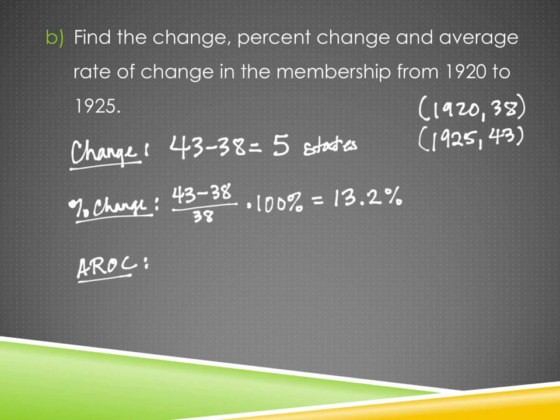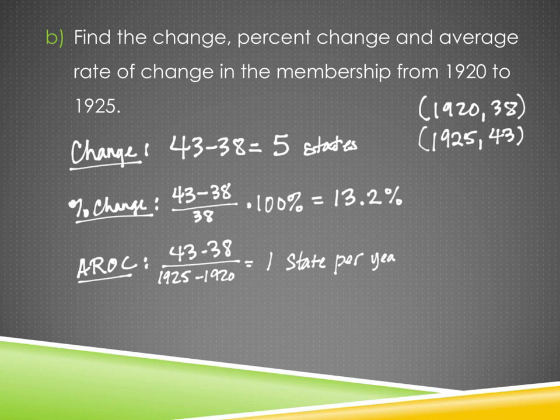And then my last one, same numerator, 43 minus 38. Now I'm dividing by 1925 minus 1920. What do I end up with on this one? It's 1. 1 what? 1 state per year. Now let me just give you 2 thoughts before we stop today.